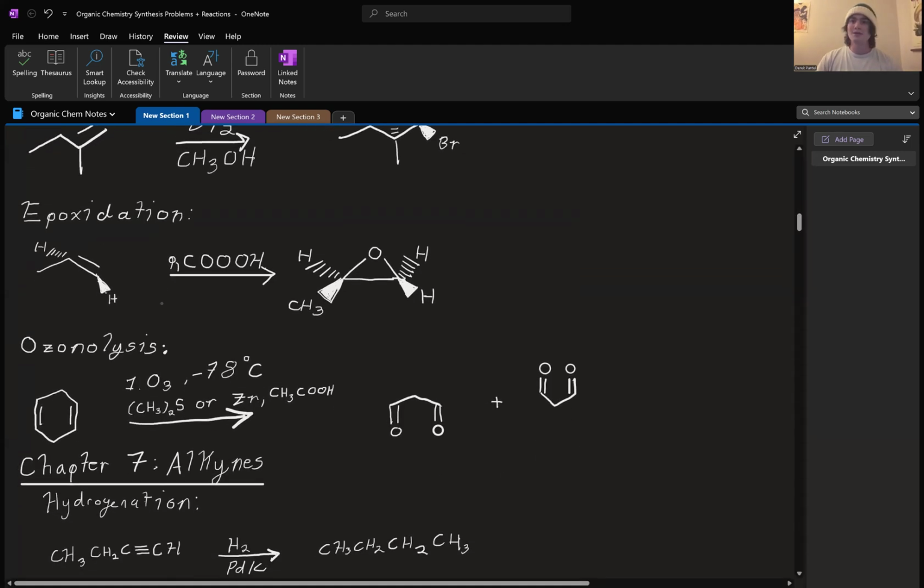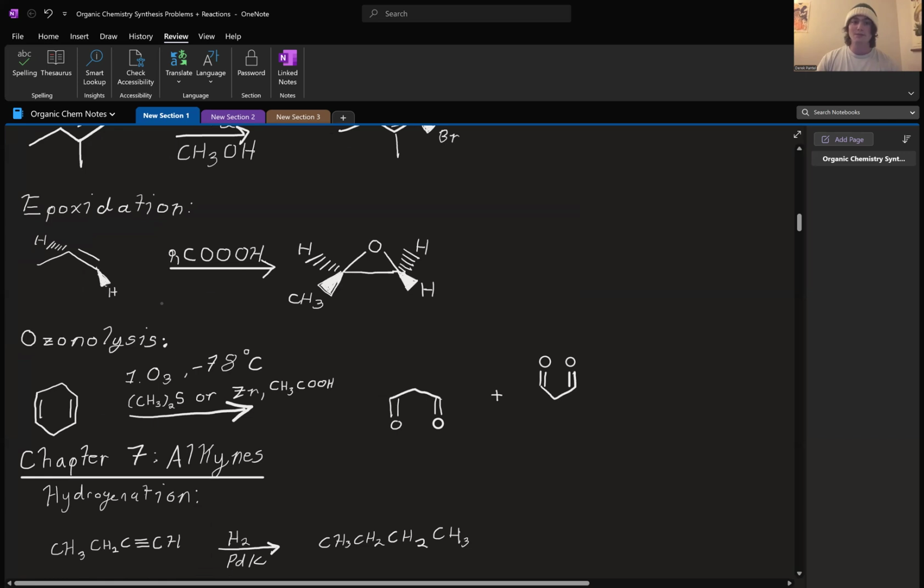Then we have epoxidation. Epoxidation uses something called mCPBA, or a peroxy acid, and this preserves stereochemistry and it is regioselective. So if you have a choice of two alkenes, which we'll actually have an example of later in the synthesis, it will go to the more substituted alkene. So if you're choosing between two alkenes, choose the more substituted one, and it also preserves stereochemistry as shown here. The CH3 group is actually on a wedge here.